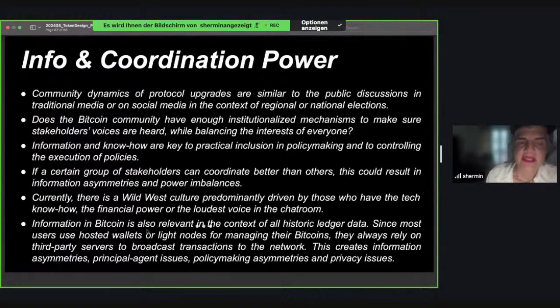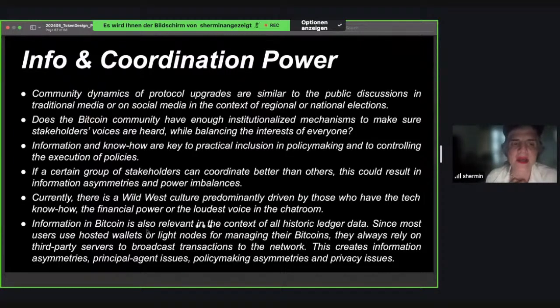Last but not least, and this is really the last slide, information and coordination power. The community dynamics when it comes to discussing protocol upgrades in the Bitcoin network are very similar to public discussions in traditional media or on social media in the context of regional or national elections. The Bitcoin community, I think, lacks enough institutionalized mechanisms to make sure that all voices are heard. This leads to a fact that very often only the loudest voice in the chat room is heard, whether it's on Twitter or on Farcaster or on any other social network.